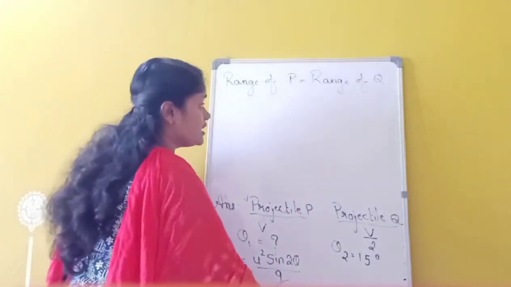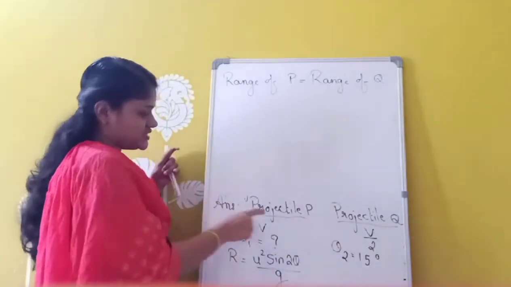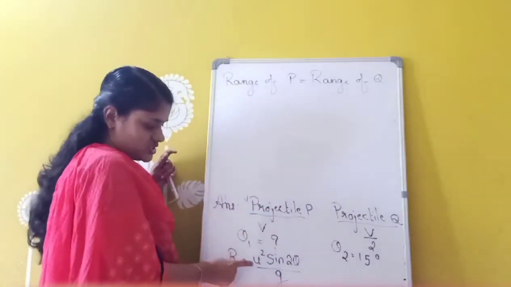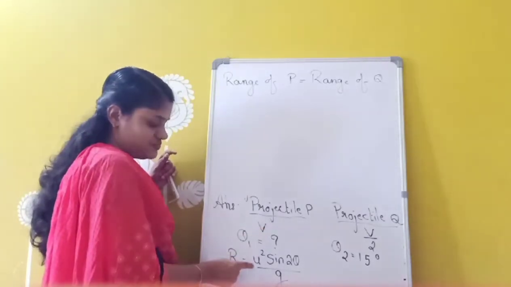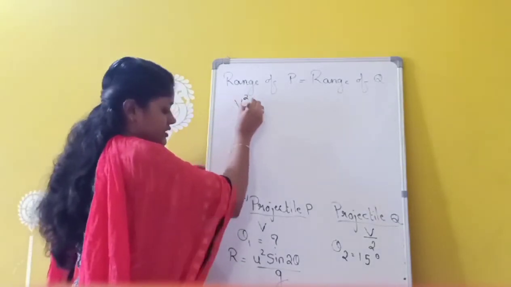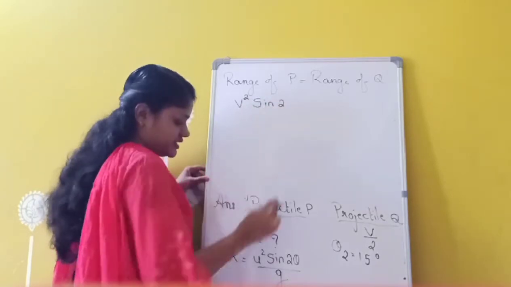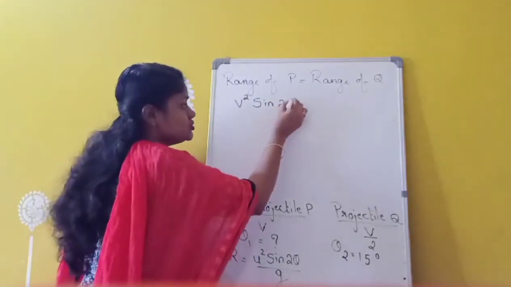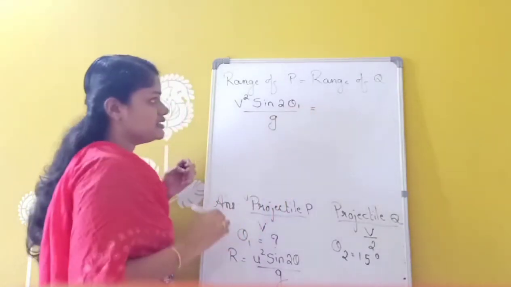So we know the formula for range: U square sine 2 theta by G. In the first case, projectile P, what is the initial velocity? It is taken as V. The projectile is thrown with a velocity V, so instead of U, I am putting V there. So V square sine 2 theta 1 divided by G equals the range of Q.